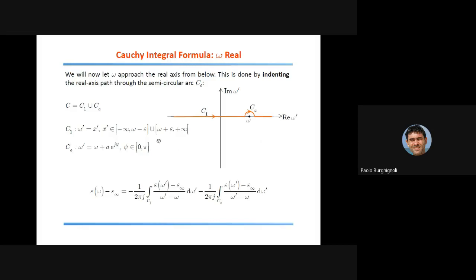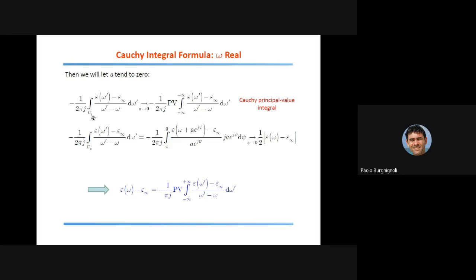Or a small interval in which the distance of the endpoints from the point omega should be equal to the radius a and not epsilon, as is written here. This is a typo. And then there is the second integral, which is the integration along the half circle CA. Let us see what happens when we let the radius a tend to 0, examining separately the two integrals.